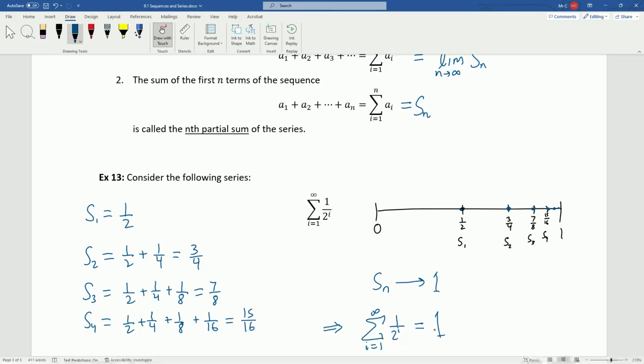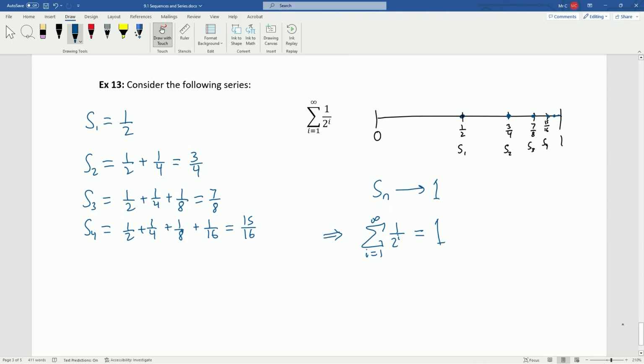Now, what we'll see in our later section is one type of series that we can evaluate with a nice set of formulas. But for now, we just wanted to introduce this idea and get the general idea of what a series is and what it means.